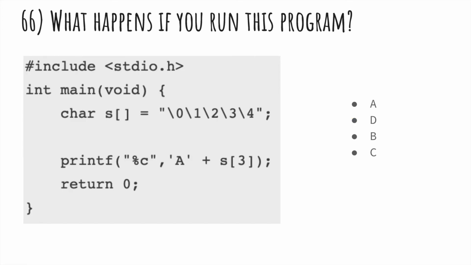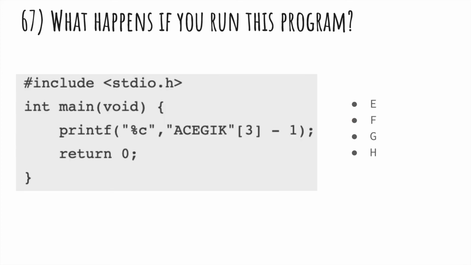How about the next problem? You have the letter A, then you want to add s of 3, which is 3. So A plus 3 is just 3 letters over from A, so that's D. You want to print the third index of the string, so indexing starts at 0, so 1, 2, 3, so G, and then G minus 1, which is F, since that comes one letter before G, and that's your answer.